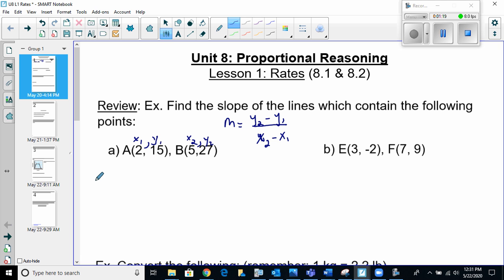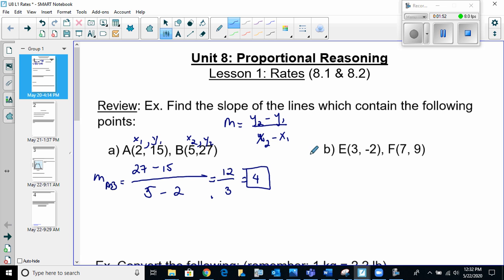In the case of points A and B, the slope will be 27 minus 15 over 5 minus 2. 27 minus 15 in your calculator will be 12, and 5 minus 2 is 3. So the slope is positive 4.